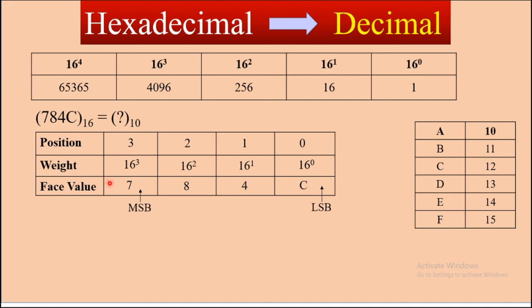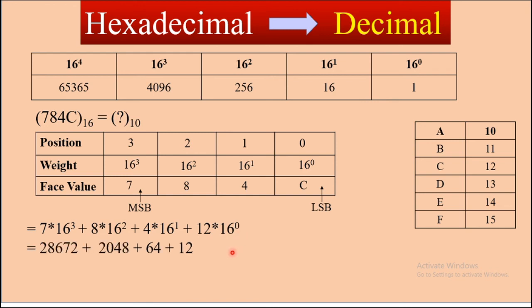And then we need to carry out the same steps, that is multiply face value with its weight. So 7 into 16 raised to 3, 8 into 16 raised to 2, 4 into 16 raised to 1, and C, C means 12, so 12 into 16 raised to 0. Then add all this to get the equivalent decimal number. So here is the answer from hexadecimal to decimal.